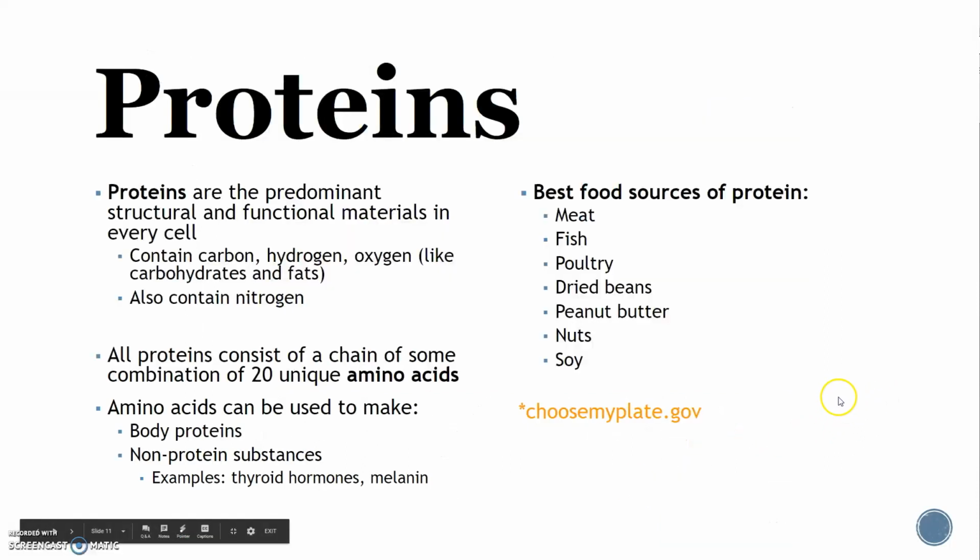All right, on to our third macronutrient, proteins. Proteins are the predominant structural and functional material in every cell. All proteins consist of a chain of some combination of amino acids. Amino acids can be used to make body proteins or other substances like hormones.